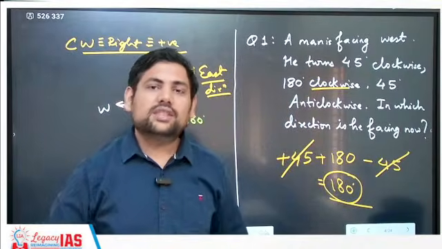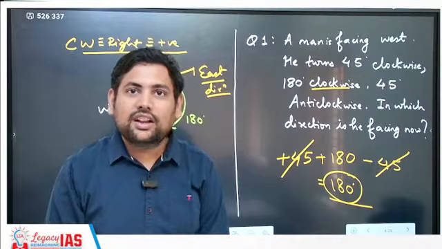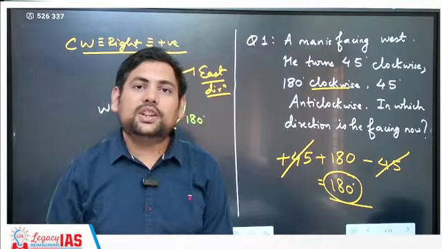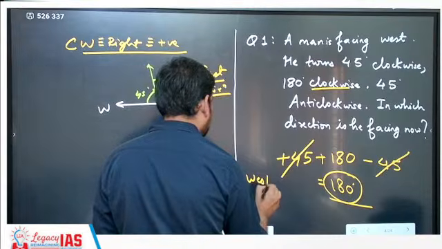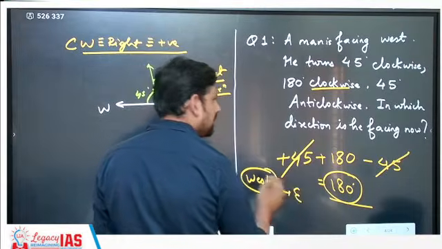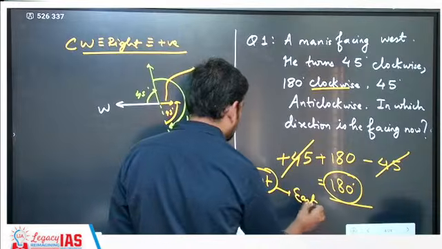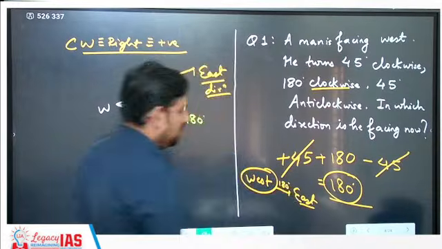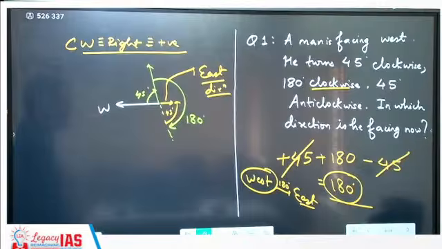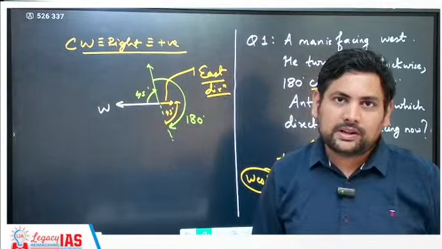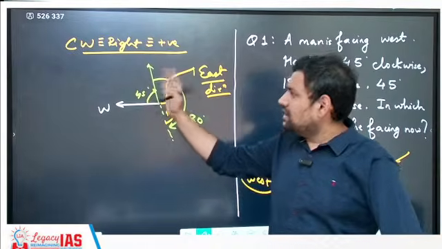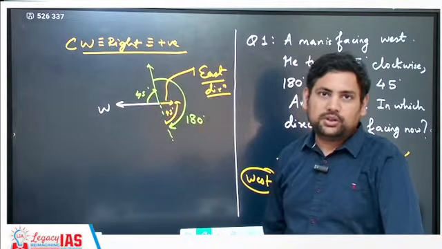A 180-degree turn means he became completely opposite, correct? So if initially he was facing west, now he would be facing just the opposite, that is east. This is 180 degree. Understood? So this is how you can do it in a much quicker fashion. But of course, drawing this and understanding the angles is also important.